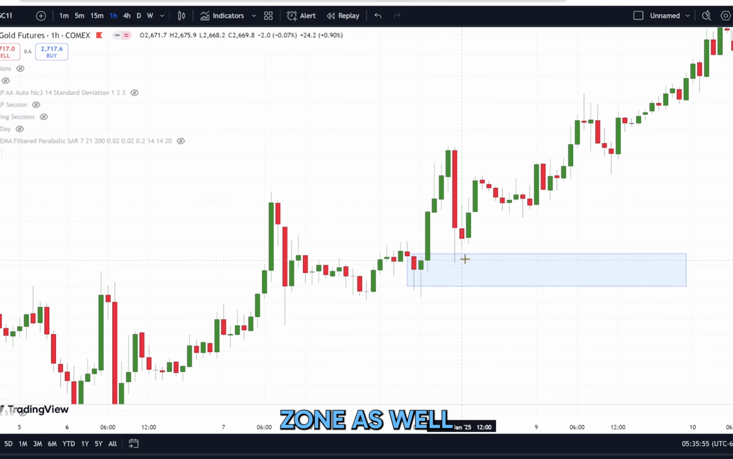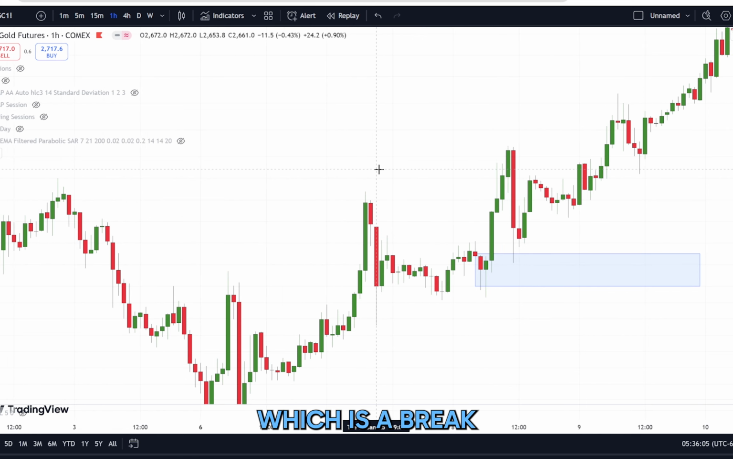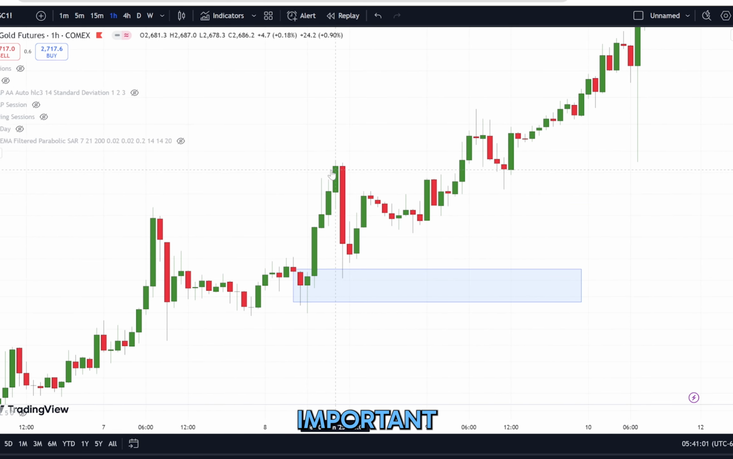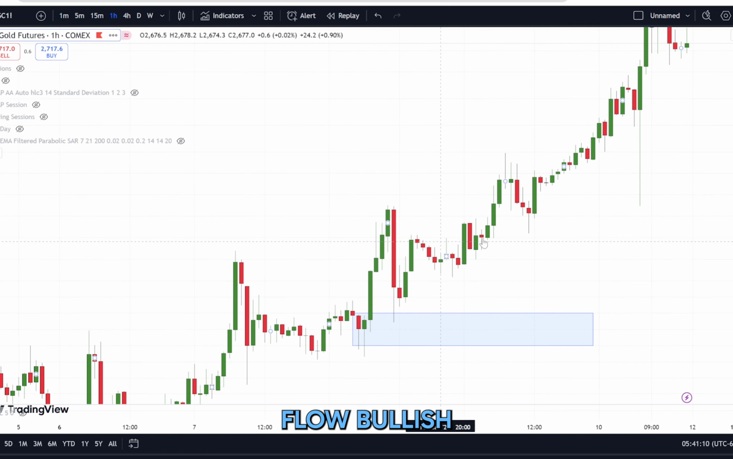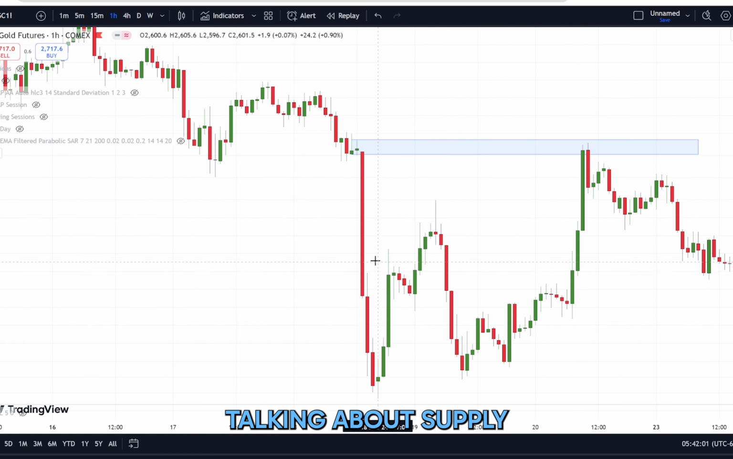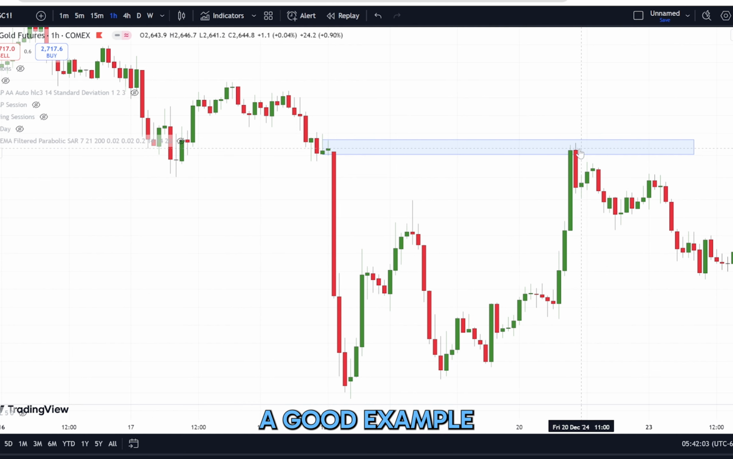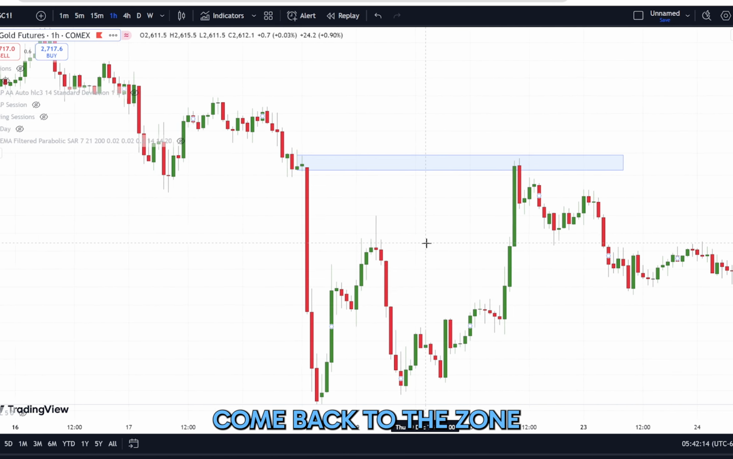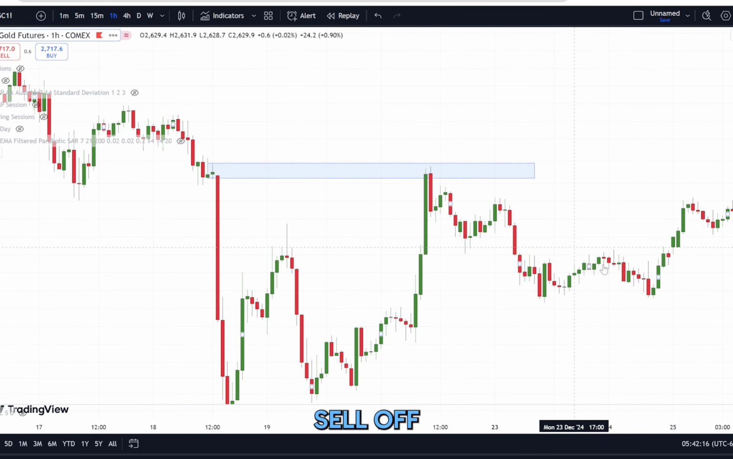When you're looking for demand zones as well, you also want to look for something very important, which is a break of structure. Break of structures are important because it shows that buyers were strong enough to push past previous resistance and keep that order flow bullish. Now when we're talking about supply zones, this would be a good example of a supply zone. We see that big seller's push, it broke below this structure right here, and then we see price come back to this zone, and then we start to sell off.